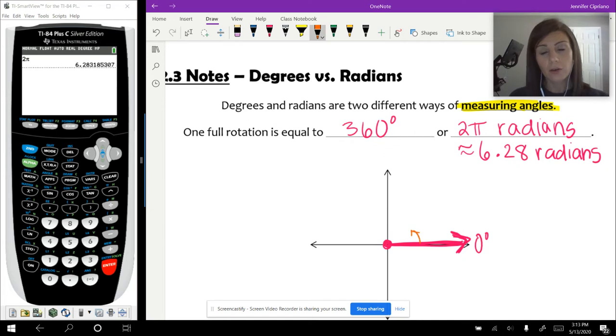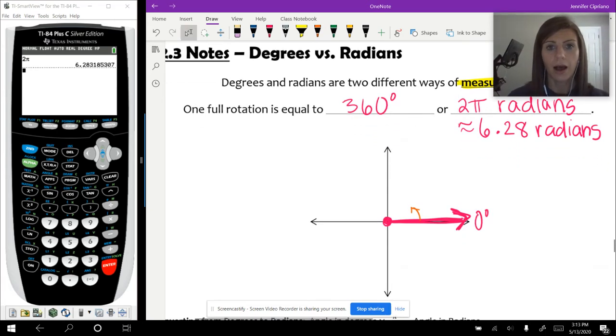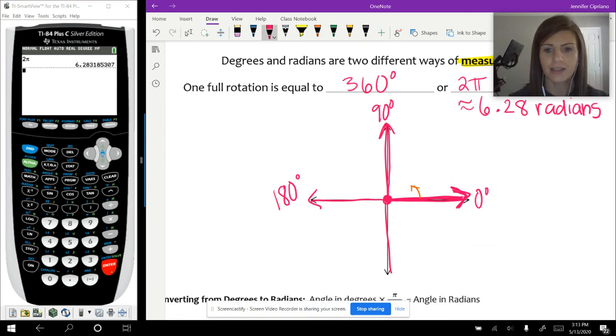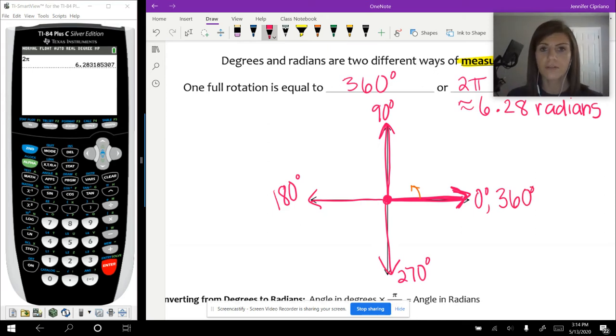A few angles that are super important in trig are 90 degrees. A 90-degree angle would be right here. 180 degrees, 270 degrees, and then all the way around. If we rotated all the way around the circle, as we just talked about, we would get back to the place where we started, which would be a 360-degree angle. So those are 4 very important angles when we measure in degrees.